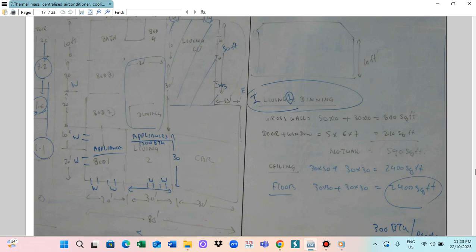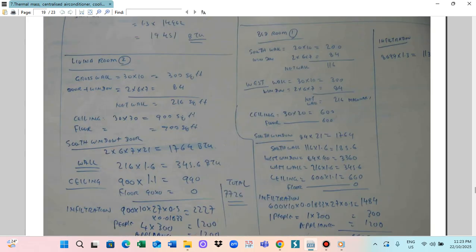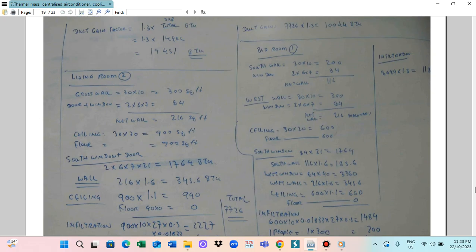For bedroom 1, the gross wall is the south wall. South wall area is 20 multiplied by 10, so that will be 200. Window: we calculate for the south window. It is two windows, 2 multiplied by 6 multiplied by 7, so this is 84. You subtract and you get 116. This is the net wall for the south.